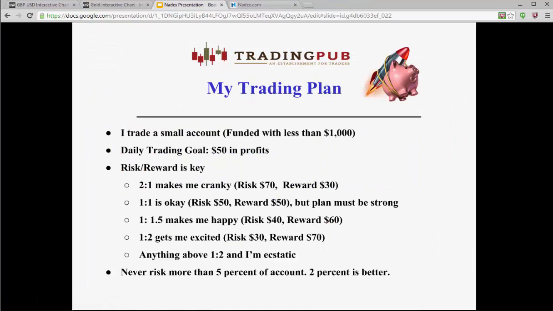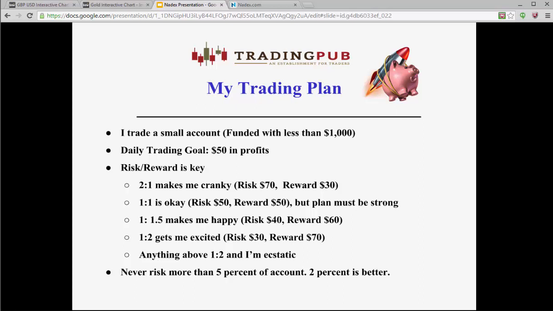My trading plan. Okay. When I got on board with this and started working with Nadex, I decided to fund an account. I opened it up with less than $1,000, so I'm a small account holder. My daily trading goal is to make $50 a day in profits, and I do that by managing my money well, and I also want to manage risk reward. If I have to risk 70 to make 30, like that example I talked about earlier, I'm cranky. It had better be a solid gold, super high probability play.